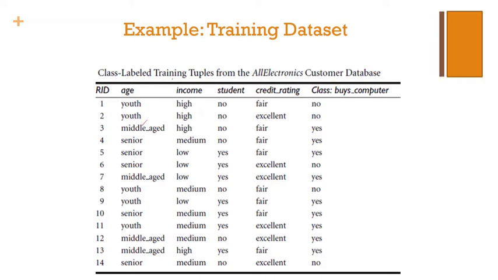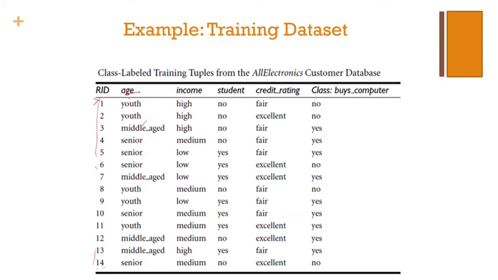So this is a class label training tuple from an all electronic customer database. Now you have the ID. This is not part of it, you have to take note of that. Once you get the data set, it's not all attributes that you're going to take note of. Some attributes are just there to identify the samples. So this is an ID, 1, 2, 3, 4. You don't use it as an attribute. So it's out of the attributes, okay? Just to identify.